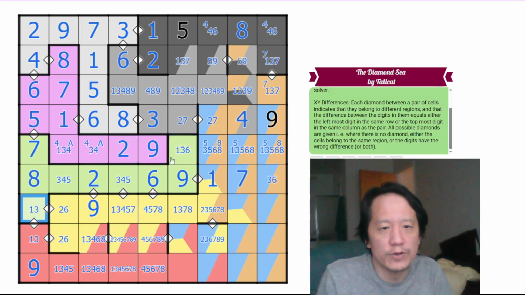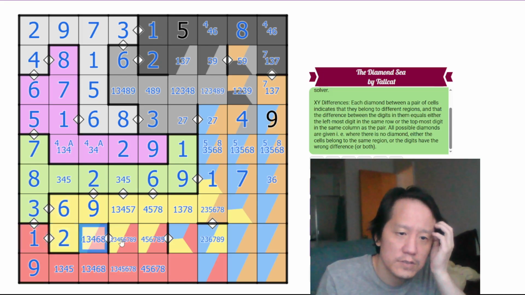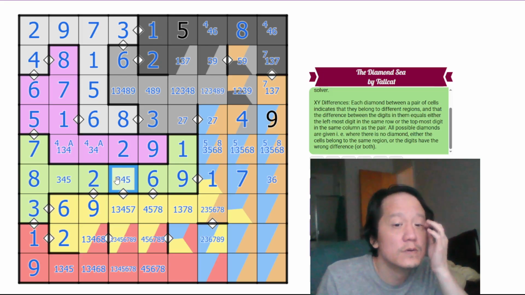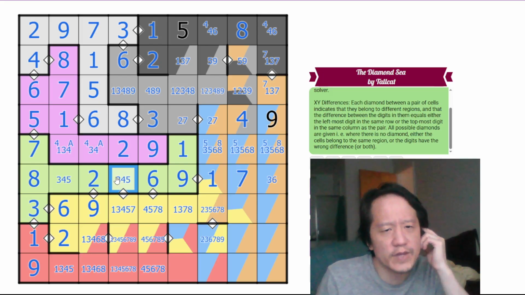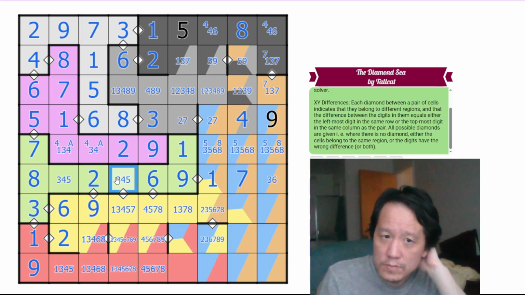This would be a 1, 3, 1, 3 pair, so it could not be 3. Therefore, this would be 1. This would be 3. This would be 1. This would be 2 and 6. So this would have to be 5 or 7. So this would be 4 or 5 here. Okay, that's interesting. So far, that looks okay, right?